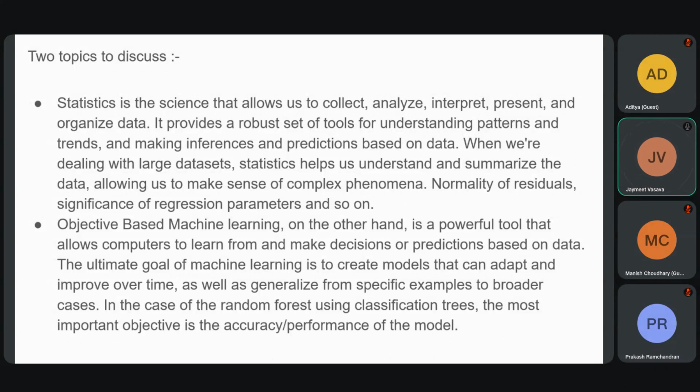When we are dealing with large data sets, statistics helps us understand and summarize the data, allowing us to make sense of complex phenomena, such as normality of residuals, significance of the regression parameters, and so on. Then comes objective-based learning, which allows the computer to learn from and make decisions or predictions based on the data. The ultimate goal of machine learning is to create models that can adapt and improve over time with the change in the data, as well as change in data with time.